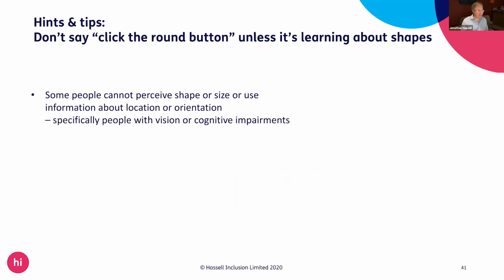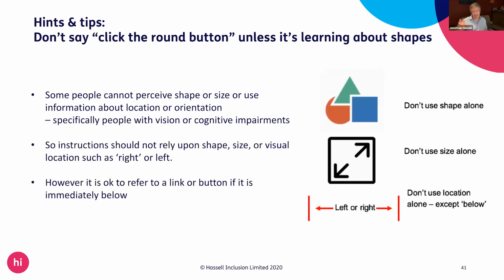Click the round button, you know, this sort of stuff. Instructions about how to use e-learning are there oftentimes, but some people can't understand which button is the round button. If you're blind, you won't get that at all. So you only put that in there if you're doing e-learning where the point is shapes and round and all of that. So in general, don't use shape alone, size alone, or the location of buttons in instructions.